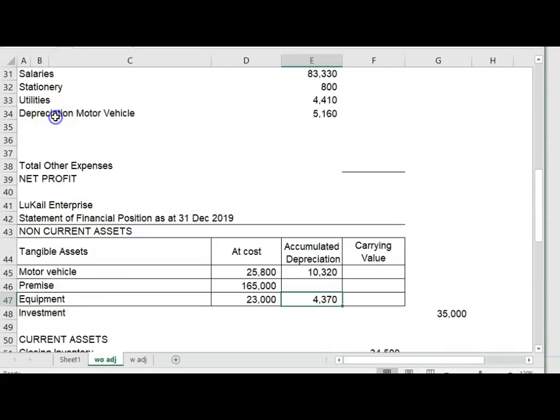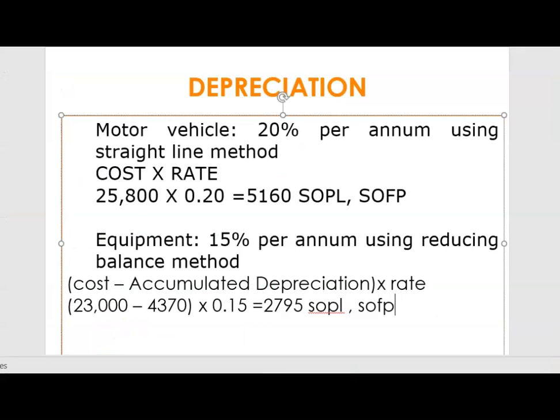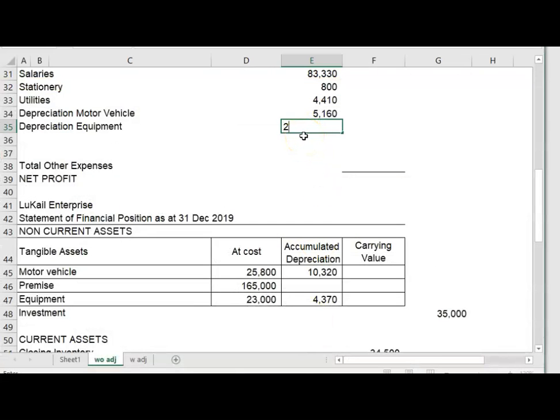Okay, go back to your answer again. You need to have depreciation of your equipment. Write depreciation of equipment, then write the figure. Just now it is 2795. So 2795 is your depreciation for the year. You put it in the statement of profit or loss under other expenses. So you put it here, and you need to add the accumulated depreciations. So add that figure just now, and your accumulated depreciations now change to 7165. That is how you do the adjustment for depreciations.